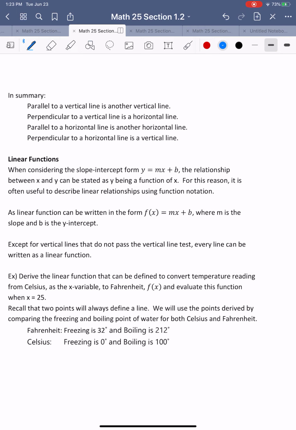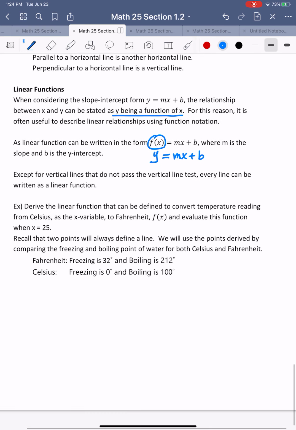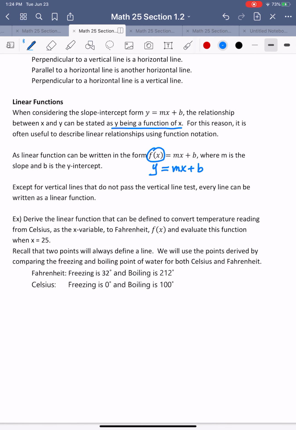So when I consider the slope-intercept form y equal to mx plus b, the relationship between x and y can be stated as y being a function of x. For this reason, it is often useful to describe the linear relationship using function notation. A linear function can be written in the form f of x equals mx plus b. So instead of y, you're using f of x. That's what we call the function, where m is the slope and b is the y-intercept. Except for vertical lines, which do not pass the vertical line test, every line can be written as a linear function. So let's do a word problem here.